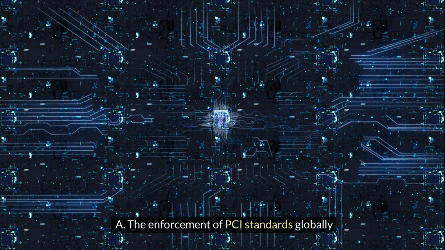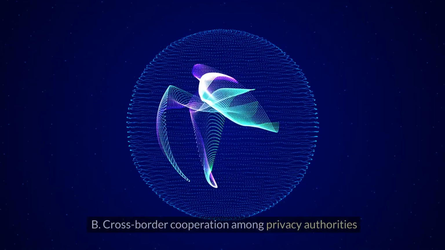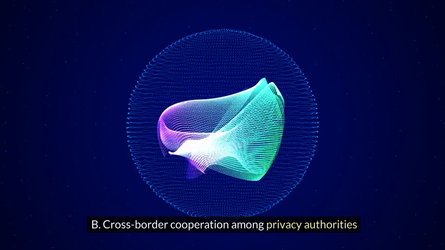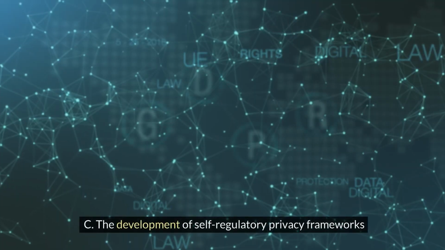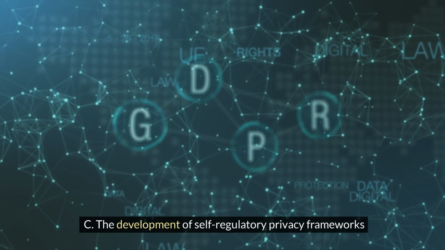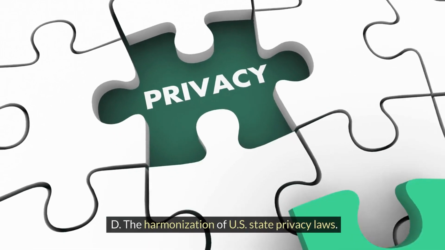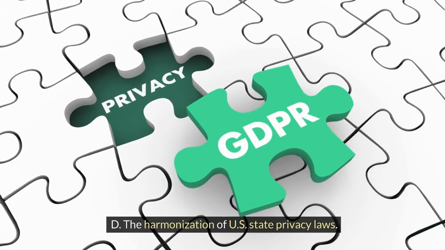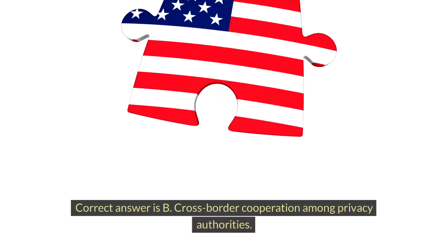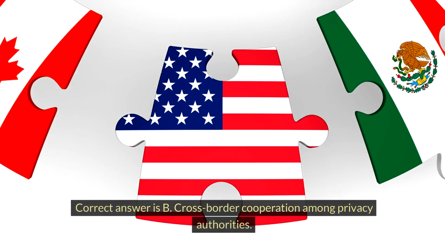The Global Privacy Enforcement Network, GPEN, aims to facilitate A. The enforcement of PCI standards globally. B. Cross-border cooperation among privacy authorities. C. The development of self-regulatory privacy frameworks. D. The harmonization of U.S. state privacy laws. Correct answer is B. Cross-border cooperation among privacy authorities.